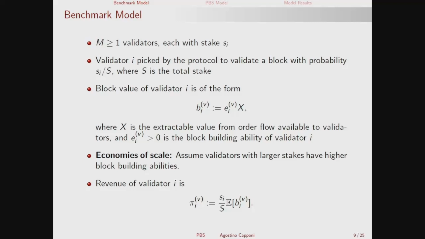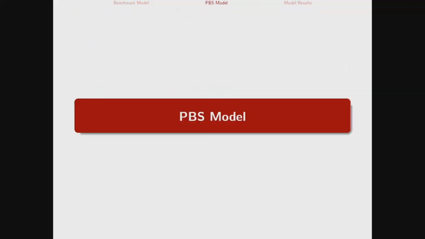The assumption we are making is that there is an economy of scale here, which means that validators with larger stakes also have better block building ability. And then the revenue of the validator is simply given by its percentage stake. So S is the total stake in the system, and S_i is the stake of validator i, times the expected value of the block built by the validator. So that's the benchmark model.